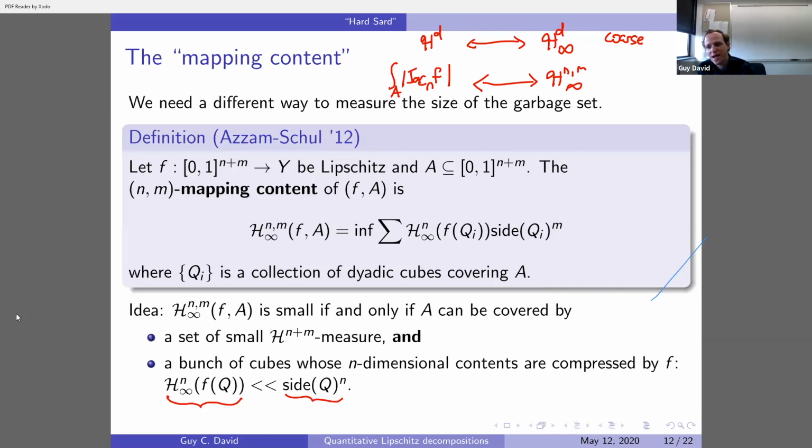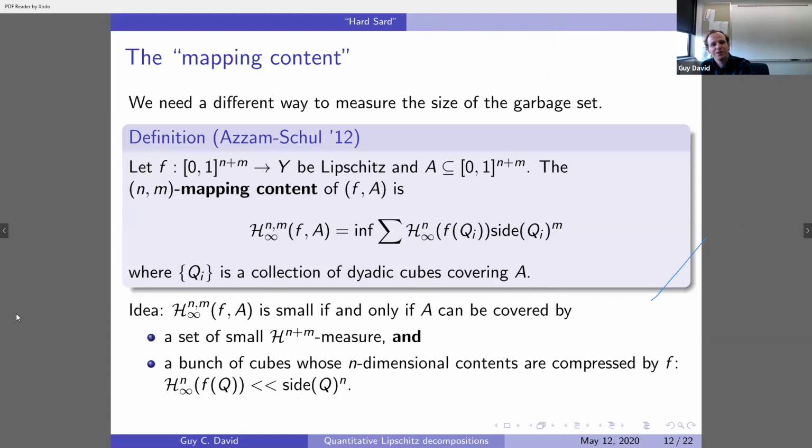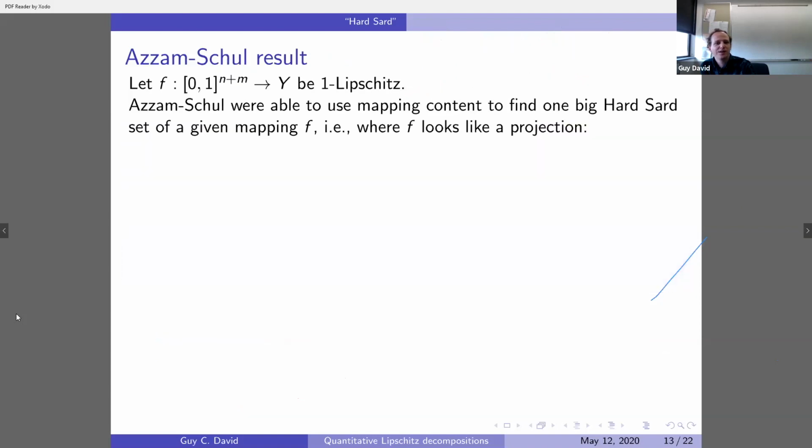Okay, right? If the set A has small measure, then certainly this quantity is small. On the other hand, if the set has large measure, but the mapping is very compressive on that set, then that quantity is also small. So that's the idea of this mapping content. Okay. And now we can refine our question.